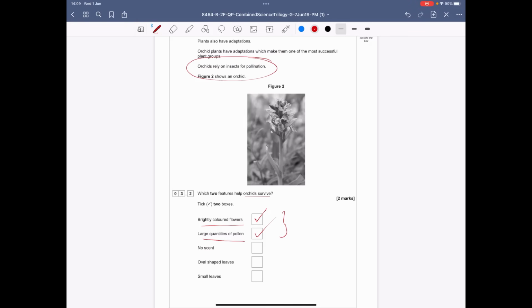Right, no scent. Well, no scent wouldn't be an advantage because you'd want to attract the insects with a nice scent. The shape of the leaf wouldn't have any particular impact on it, and having small leaves, well, that wouldn't help it survive because you'd want a bigger leaf for photosynthesis. So it would be the top 2 that help insects pollinate.